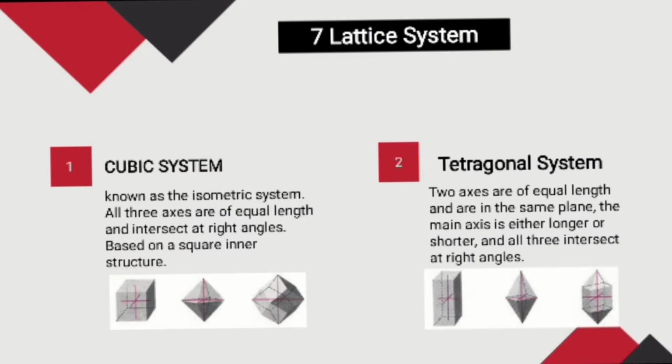So there are seven lattice systems. The first one is the cubic system, known as the isometric system. All three axes are of equal length and intersect at right angles based on a square inner structure. So the picture below is the example of the cubic system, and the second one is the tetragonal system. Two axes are of equal length and are in the same plane. The main axis is either longer or shorter, and all three intersect at right angles.